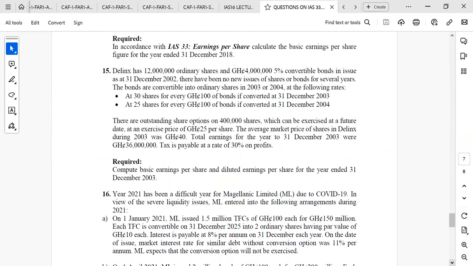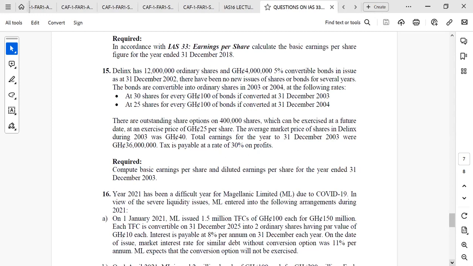The Lynx has 12 million ordinary shares and 4 million 5% convertible bonds in issue as at 31st December 2002. There have been no new issues of shares or bonds for several years. The bonds are convertible into ordinary shares in 2003 or 2004 at the following rates: 30 shares for every 100 of bonds if converted at 31st December 2002.